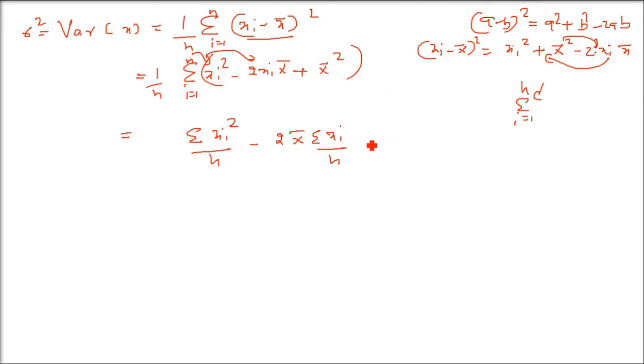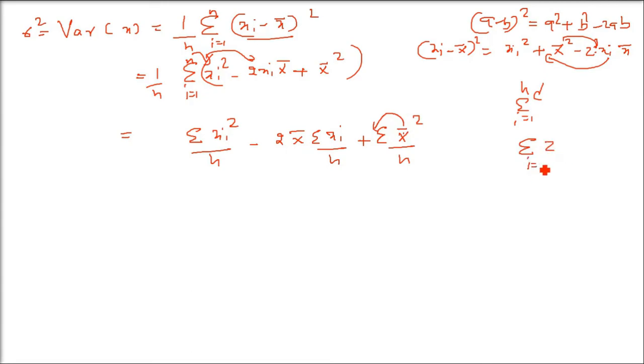Now the third one, plus x bar whole square. X bar whole square, but x bar is a mean, and this is a constant. X bar has to come outside sigma. What I am trying to suggest is, whether 2 or any value which is a constant, the mean will always be a constant. It's not a variable. It has come from the whole data. So x bar we have to take outside.